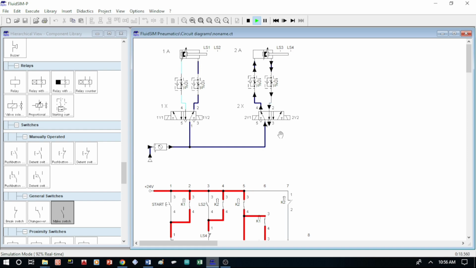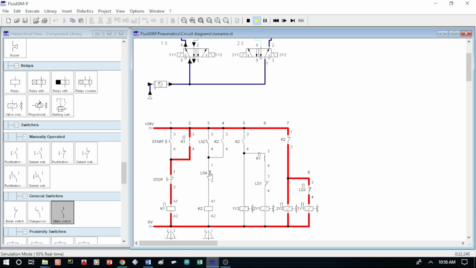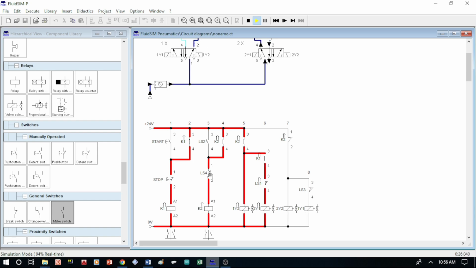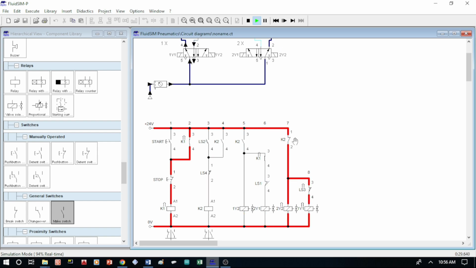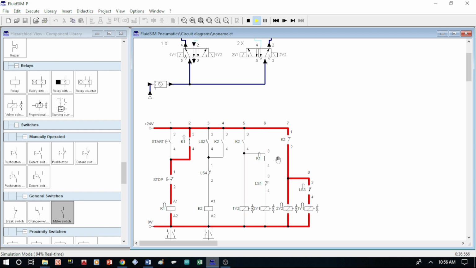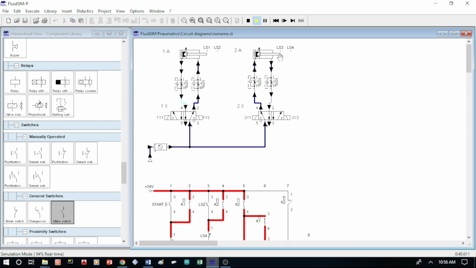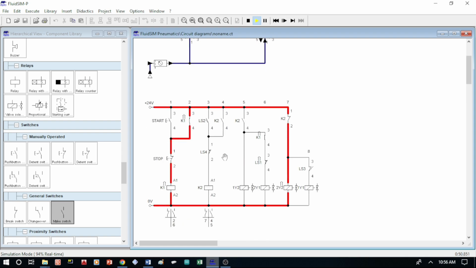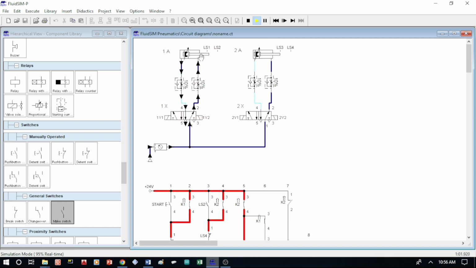Since LS4 is normally closed, it opens, cutting off the current to relay coil K2. As a result, the K2 contact in line 7, which was previously open, now closes and activates solenoid 2Y2, causing cylinder B to retract, or B-min. While returning, cylinder B hits limit switch LS3. When LS3 closes, it activates solenoid 1Y1, causing cylinder A to extend, or A+.